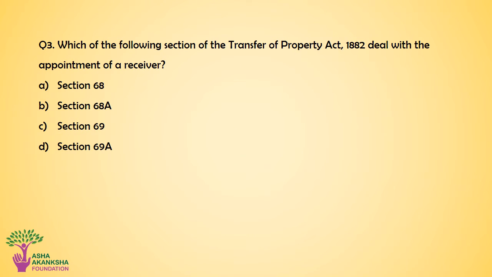Question number 3. Which of the following sections of the Transfer of Property Act 1882 deals with the appointment of a receiver? Option A, Section 68. Option B, Section 68A. Option C, Section 69. Or option D, Section 69A. The correct answer for this question is option D, Section 69A.